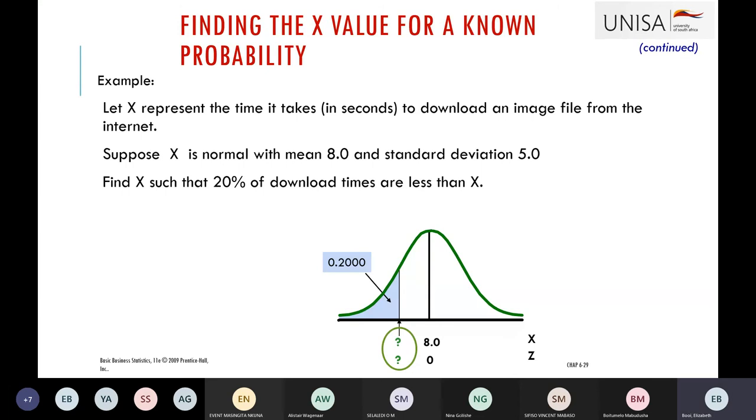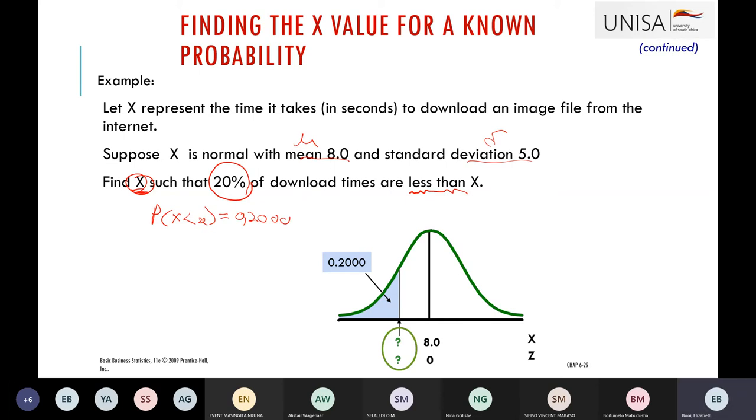Let X represent the time it takes in seconds to download an image from the internet. Suppose X is normal with the mean of 8 and the standard deviation of 5. Find x such that 20% of the download times are less than x. The other important thing you need to remember is the sign. When they say it's less than x, it means we found the probability that X is less than the x value we're looking for, and that probability was 0,2000. I'm going to put four zeros because on the table we work with four decimals. It's 20%.